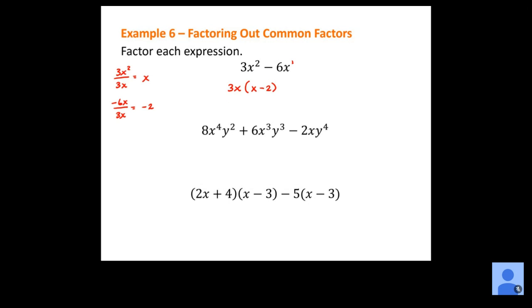To check this answer, we can distribute the 3x and make sure that it gives us what we started with. So we take the 3x times the x, that gives us our 3x squared. And then if we distribute the 3x to the -2, that gives us the -6x that we started with. So this right here checks out. This is our factored form.